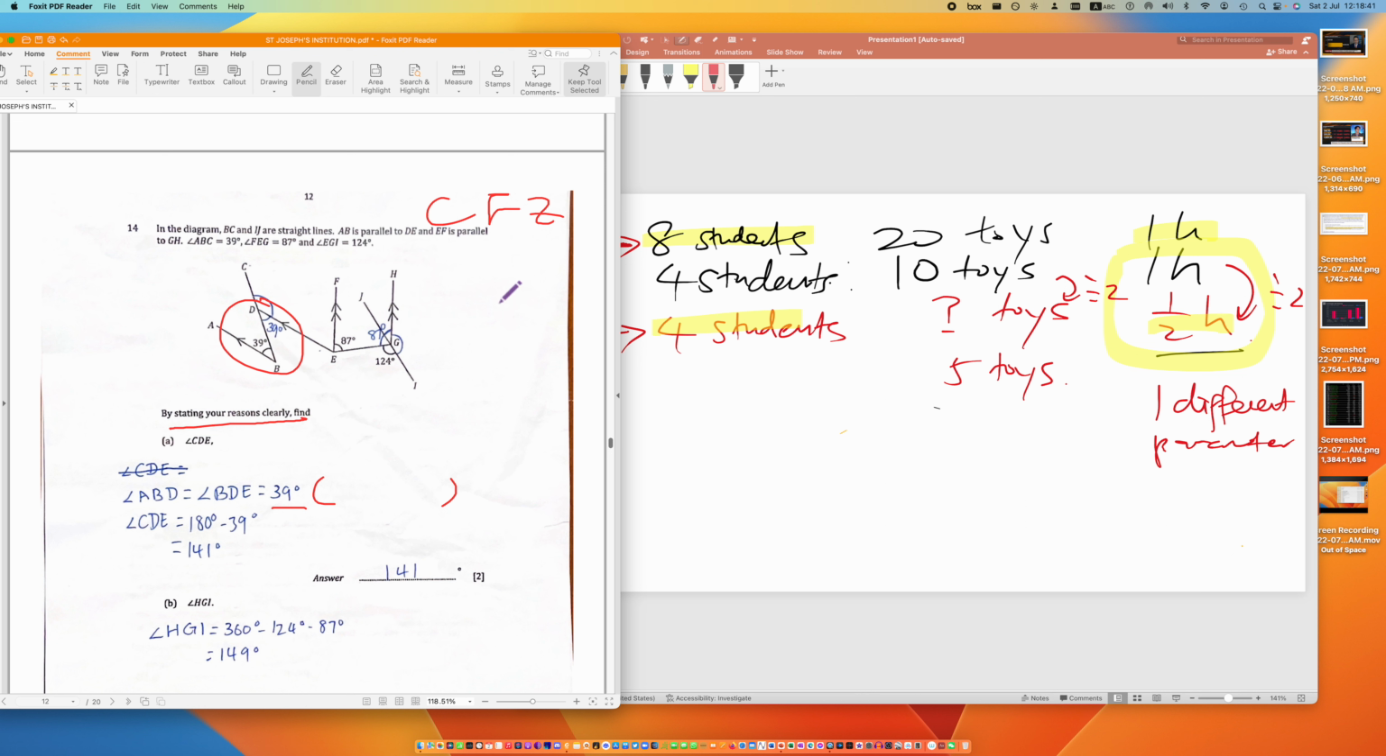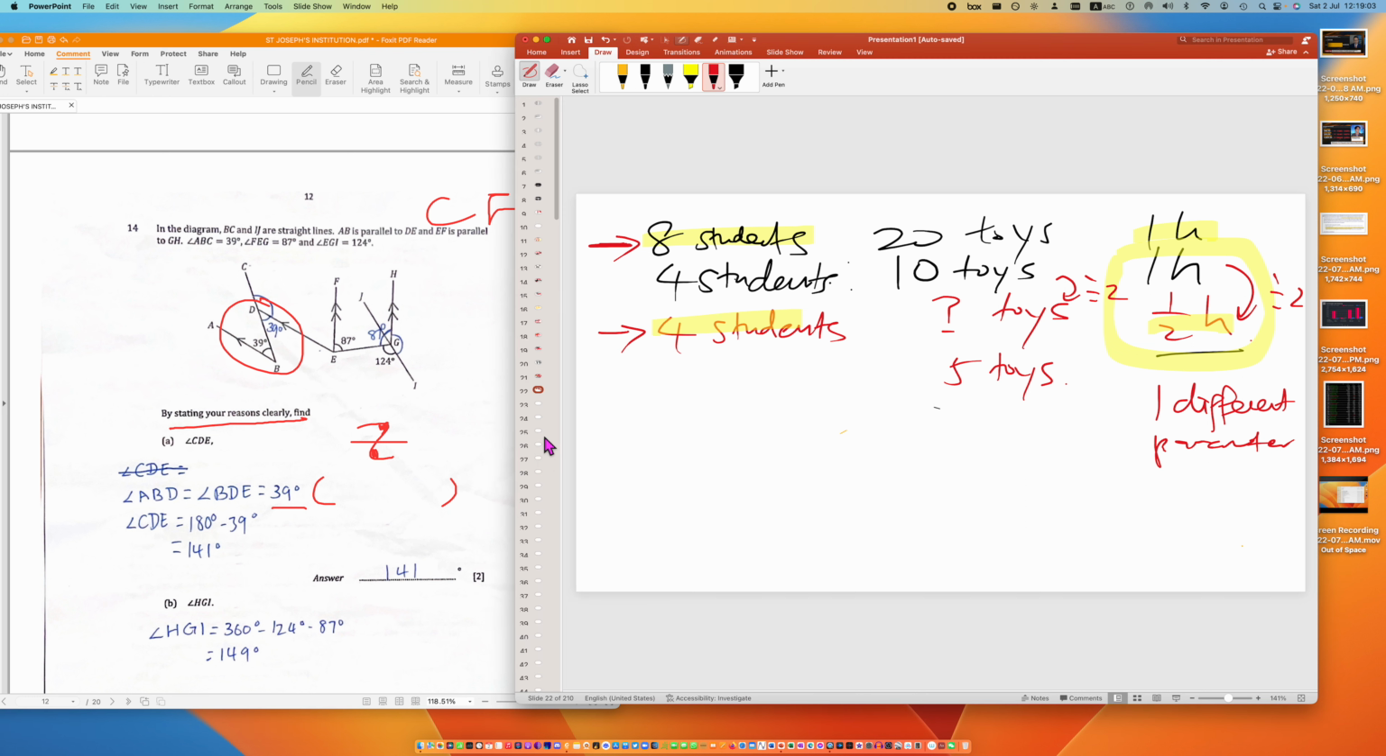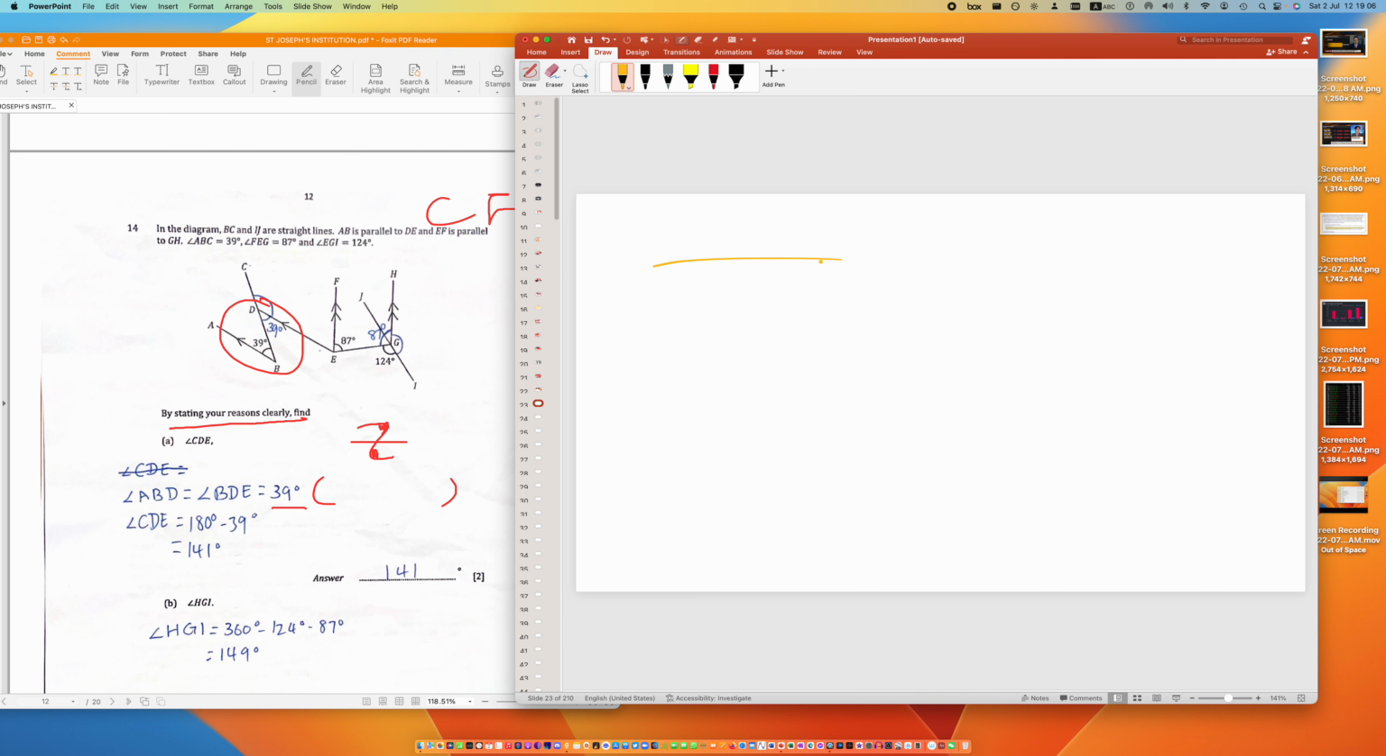So CFZ. Which one is the one that we use? Z. So what is the Z? So you know it's Z. It's the same angle. So what is the reason? The 2 lines are parallel? No. I'm going to tell you one more time, and you have to know. This is C. So C will give you angle 1 plus angle 2 is equal to 180. What's the reason? Internal angle, INT.